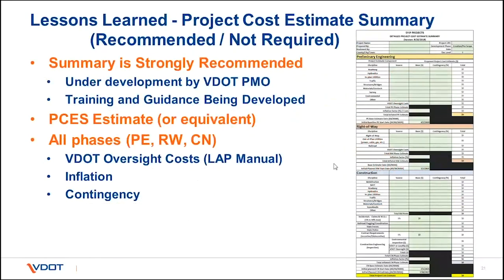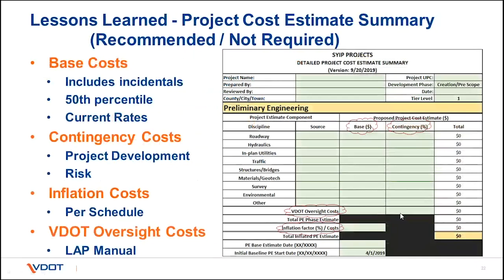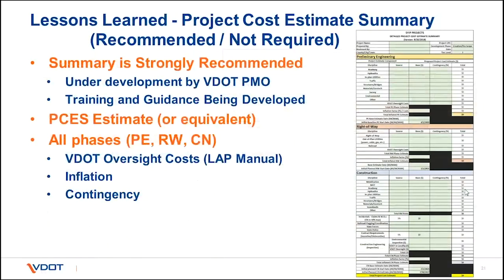Another form that's under development is the project cost estimating summary. It looks a little ominous, but really it serves as a checklist. Basically, we're going through the project and encouraging you to make sure the various boxes are filled out if you have the scope component on the project. It's broken into 3 phases: preliminary engineering, right-of-way, and construction. Again, for now, the only requirement is to submit a PCS estimate or equivalent. This form simply serves as a summary from that. It's being developed by the Project Management Office, and training and guidance is also being developed, and it covers all phases.